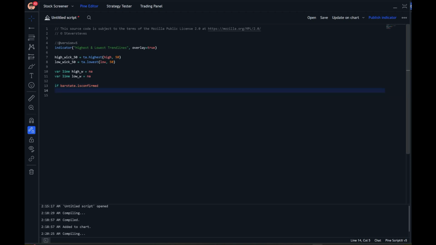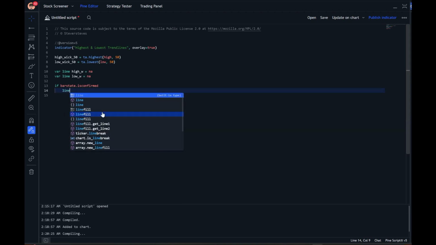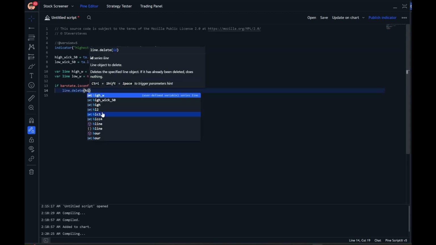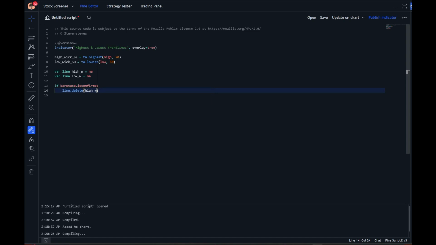So now we're queuing Pinescript when to plot the line. So we're going to plot it on the confirmed bar. Now we have to remind it that it has to delete this line when a new high is made. So all we have to do is put in line.delete high wick. We can comma and put line.delete low wick. Okay, so now it's going to delete those lines when a new high is made.